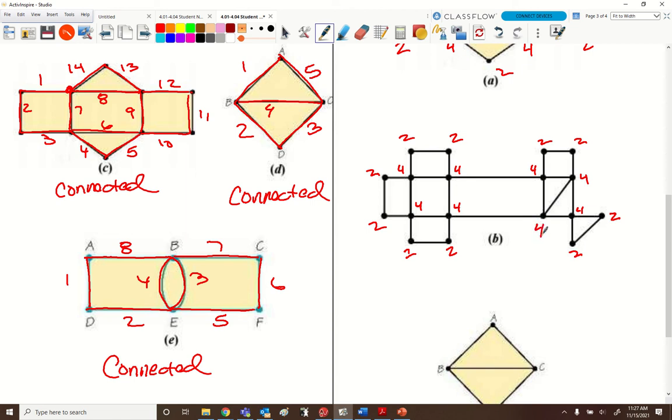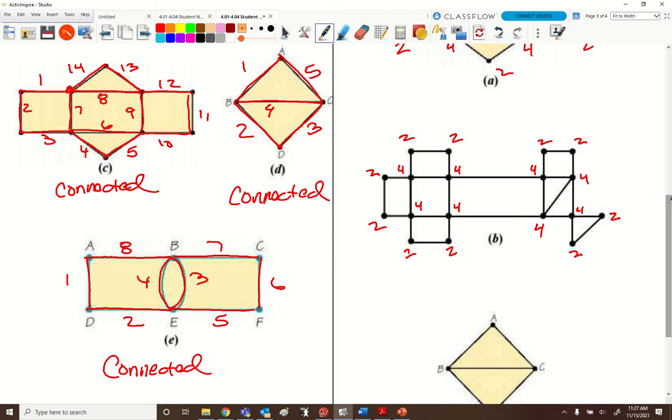All right. So now, I look at all those numbers. Are any of those numbers odd? No. So that means that it could be a Euler circuit here, right? You just have to go through and try and figure out your path. So this one's kind of messy, but I think you could do it.